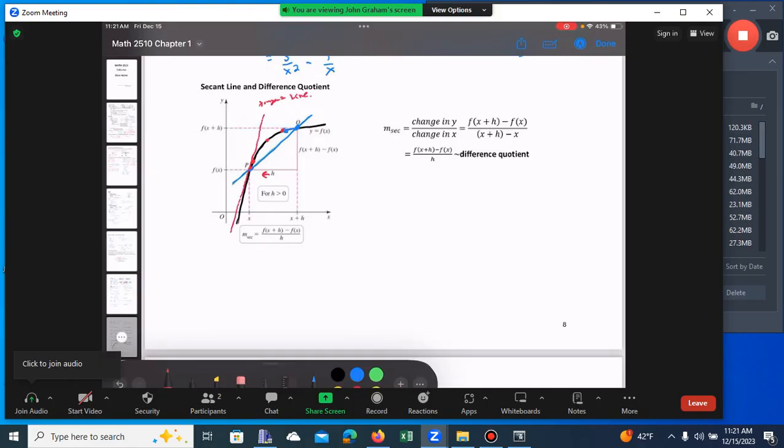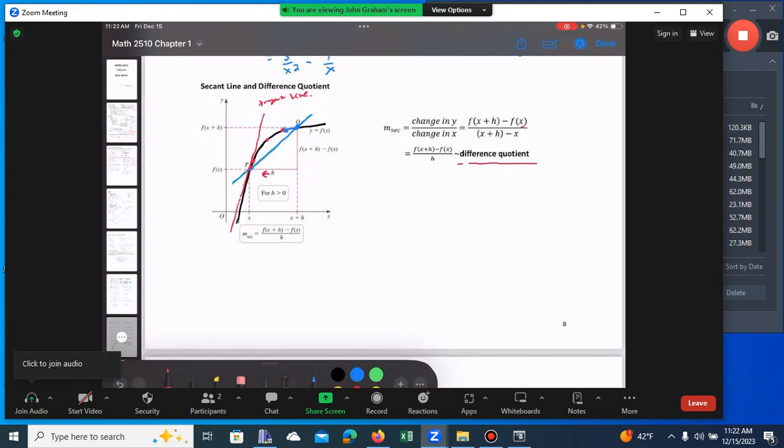The difference of P and Q, well, if we want, we can find the slope of that secant line. So the slope of the secant line is the change in y over the change in x. Change in y is your f of x plus h minus f of x. Change in x is your x plus h minus x. And that simplifies out the denominator. The x's cancel. You have just f of x plus h minus f of x over h. And that's your difference quotient.